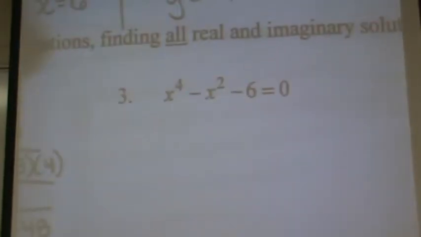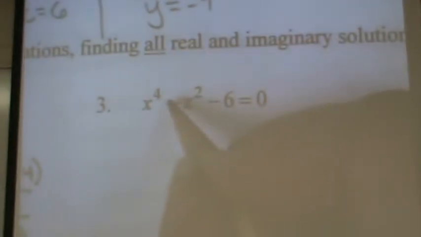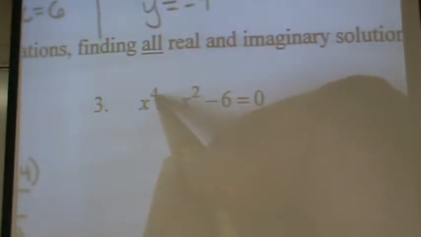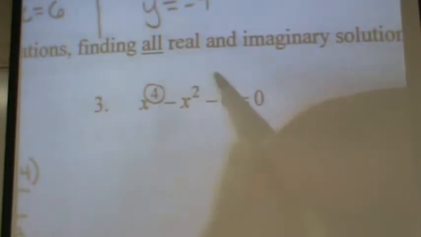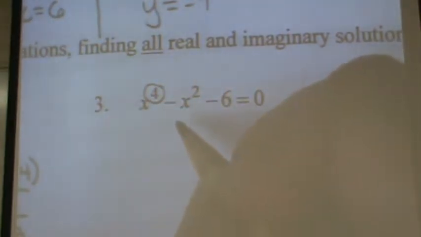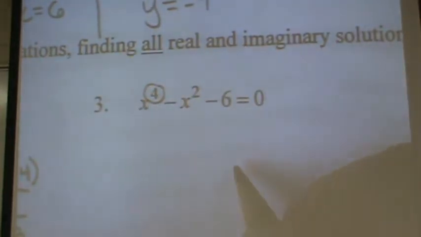Number 3. Now, if you have a trinomial where it starts with a 4th power, and then a 2, and then this is x to the 0 power. Now, how many answers should you get? You better get 4 answers. There's 4 solutions when you're talking real and imaginary.